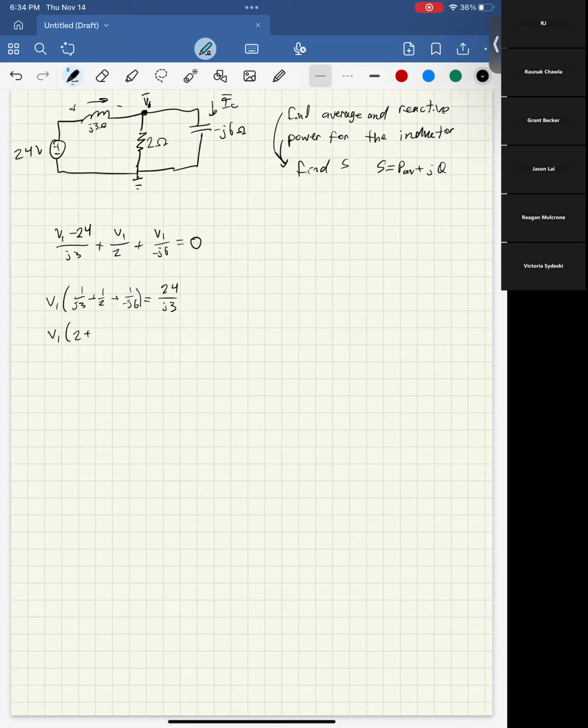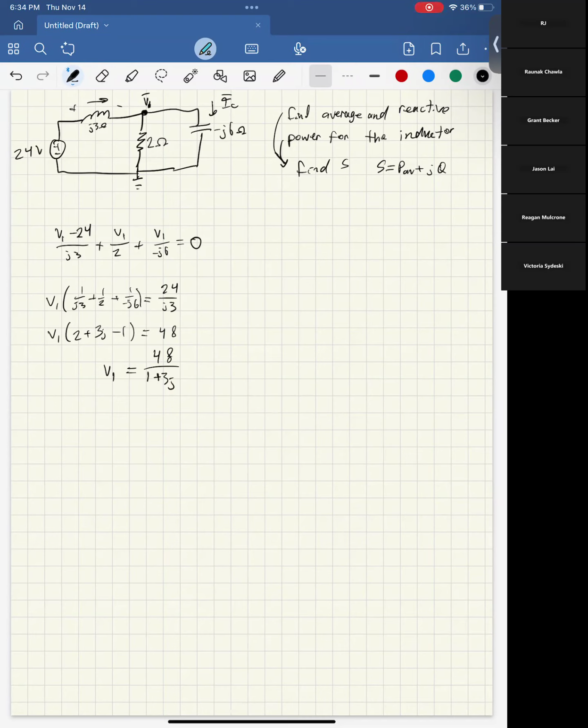So we get 2 plus 3j, and then minus 1, so V1 times (1 plus 3j) equals, and this would be times 2, so 48. So then we get that V1 equals 48 over 1 plus 3j.